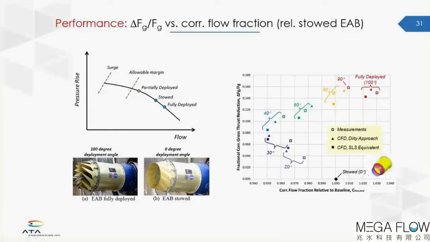So it goes everywhere from stowed, where we have full flow capacity and no additional drag, out to partially deployed, where we lose flow capacity, and then out to fully deployed, where we gain flow capacity and we have the most drag that we're making due to the swirling flow. What this also shows is that there's measurements and CFD shown, and it shows that the CFD did a pretty good job of helping us figure out what our pinch points would be.